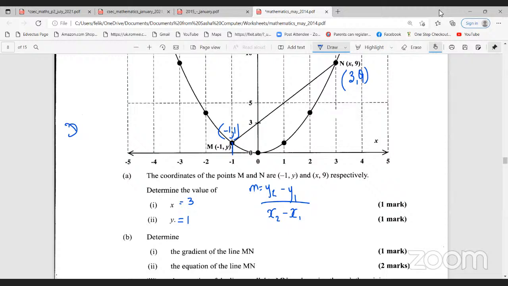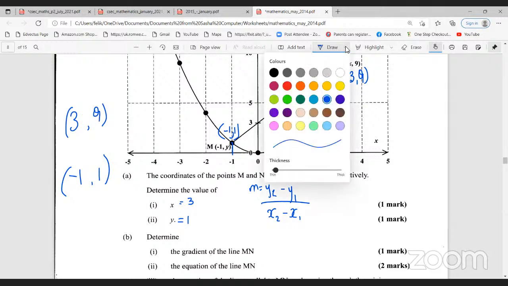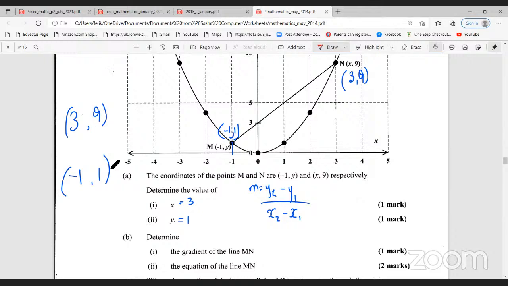Miss, it doesn't matter which one I use as y2? It doesn't matter which coordinate you make two and which coordinate you make one. So you can say this (3, 9) is coordinate 1 and this (-1, 1) is coordinate 2, or the other way around. Which one do you want to use as 2? It's up to you. Tell me now what to use as 1 and what to use as 2. Miss, I use (-1, 1) as 1, miss.